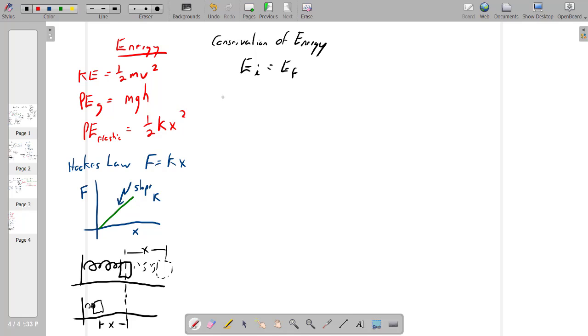A lot of times the classic one is something going down a ramp. You start off with a certain height and then you end with a certain speed. So in that case, you start off with mgh and you end with 1/2 mv squared. There's no potential here. And if you're starting off at v0 equal to 0, you have no kinetic. So there's an example of conservation.